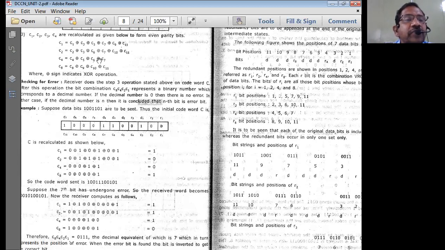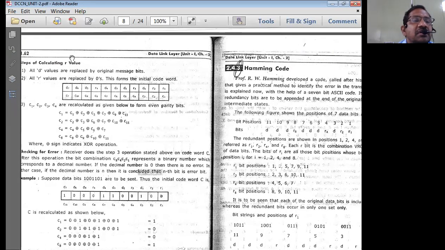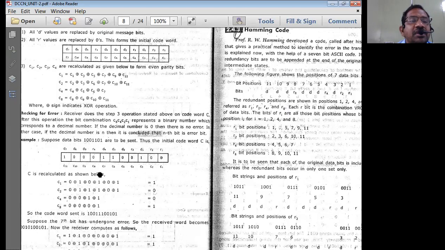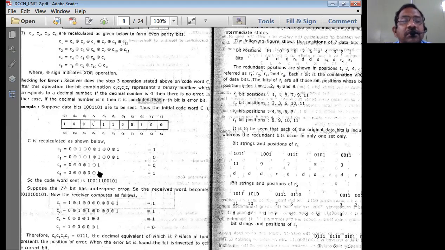Okay. So the receiver does 3 steps of operations as we discussed just now. What are the 3 steps? Write down all the D values and R values, and find out the error correction bits like this. So as stated above, on the code word, after this operation, the bit combination C8, C4, C2, C1, that means 8421 code fashion, represents a binary number, which corresponds to a decimal number. We can find out the decimal number corresponding to this particular binary sequence.